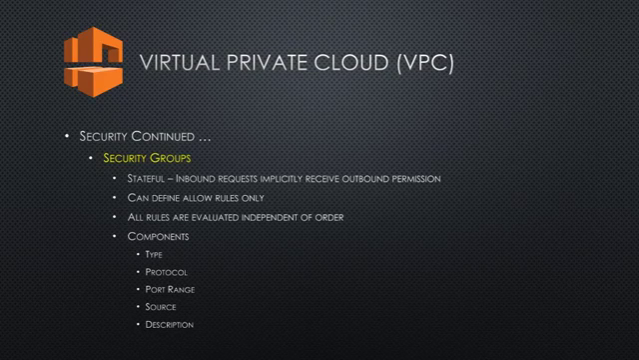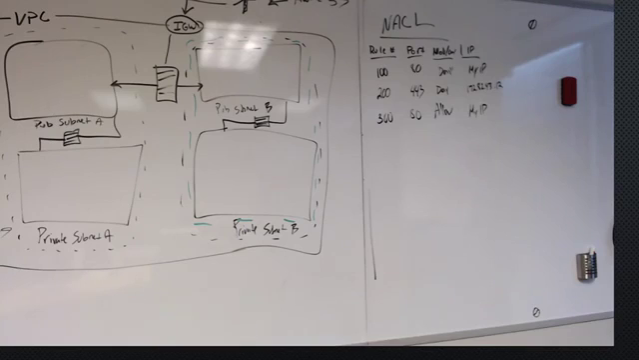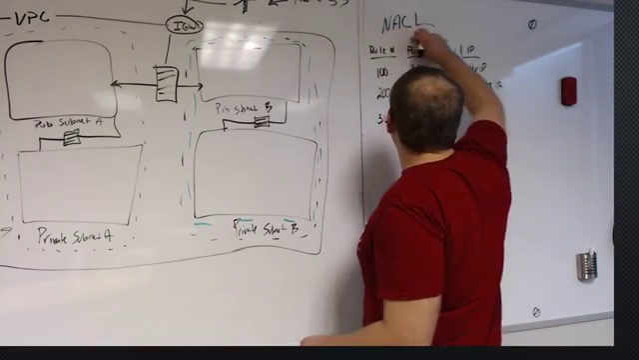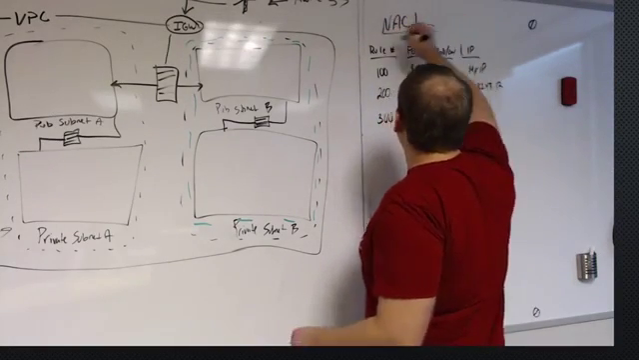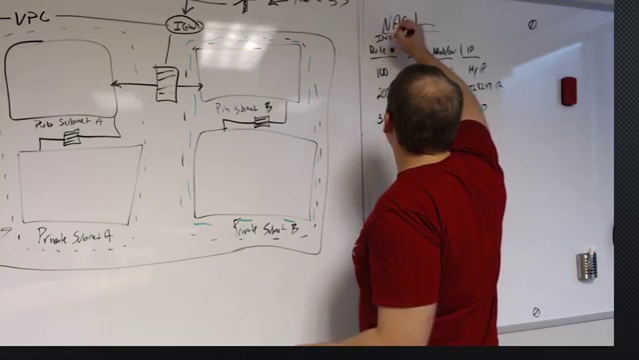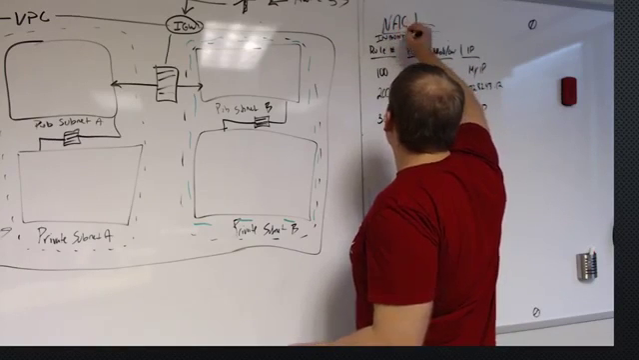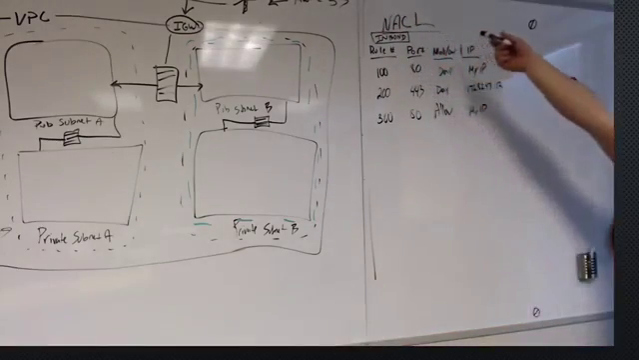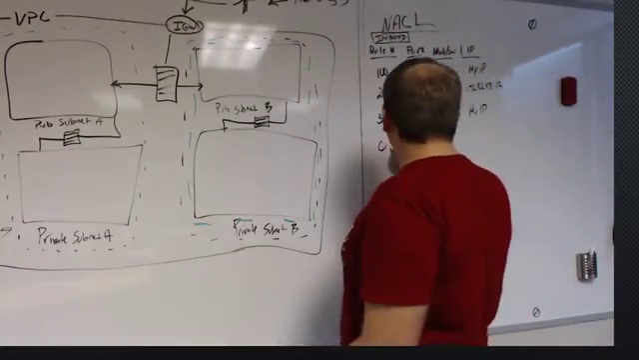So let's contrast this. Actually, let me flip back over to our network ACL to explain the difference between these two. These were inbound. So these rules all applied to inbound traffic only. Now I have an outbound list.